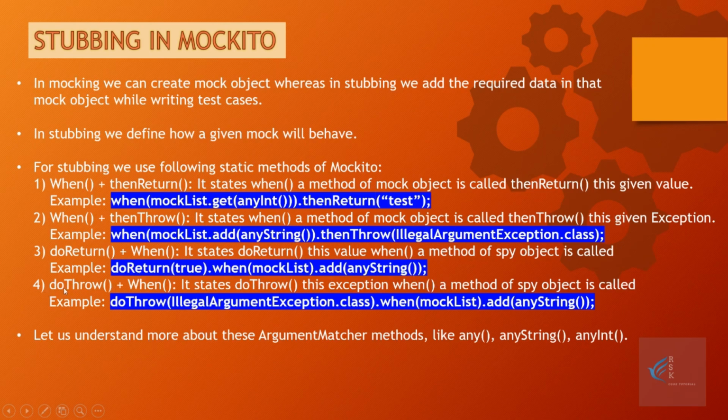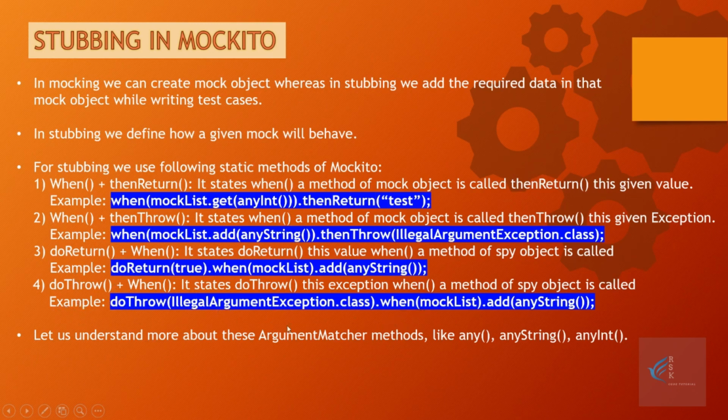We have another formula, doThrow plus when. It states doThrow this exception when a method of a spy object is called. For example, doThrow IllegalArgumentException.class when mockList.add with any string. So this is the structure whenever we want to throw an exception.